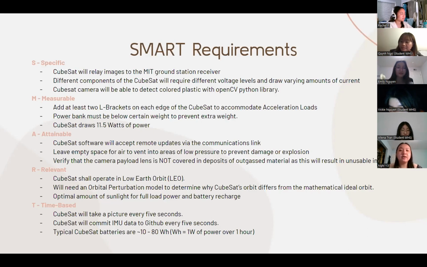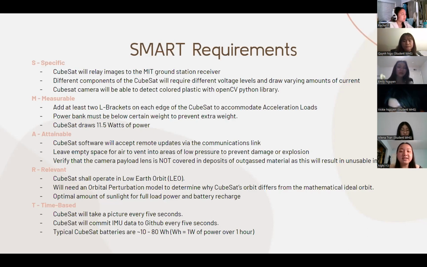Next up, we have the M in SMART, which is measurable, where we provide specific criteria that measures our progress towards our goal. Our objective here is to add at least 2 L brackets on each of the CubeSat to accommodate acceleration loads, as well as have a power bank that is below a certain weight to prevent any extra weight. Our CubeSat should also be able to draw 11.5 watts of power.